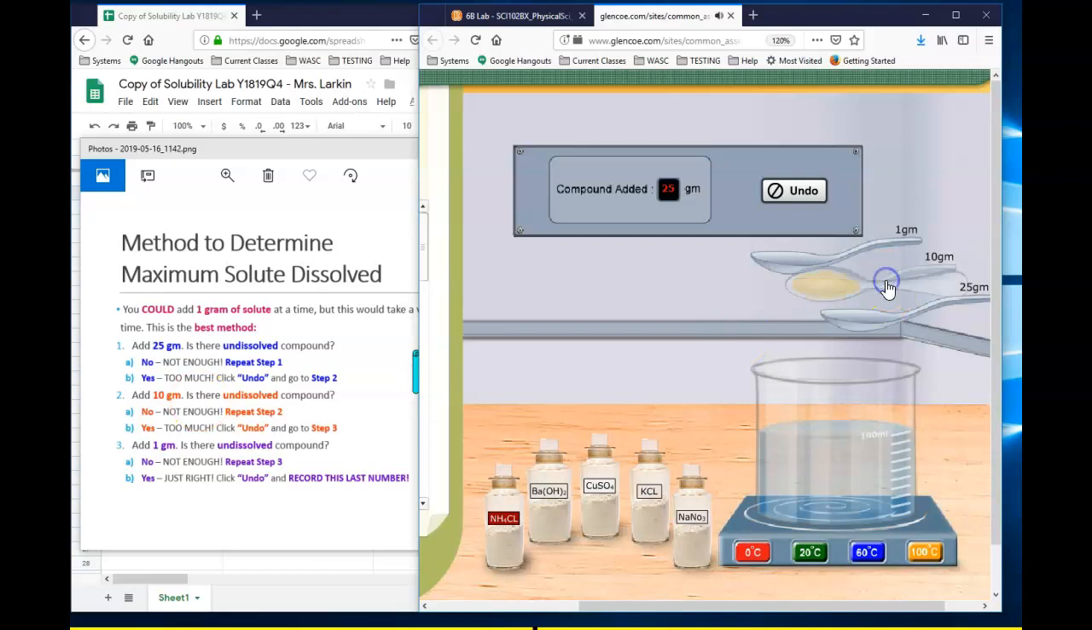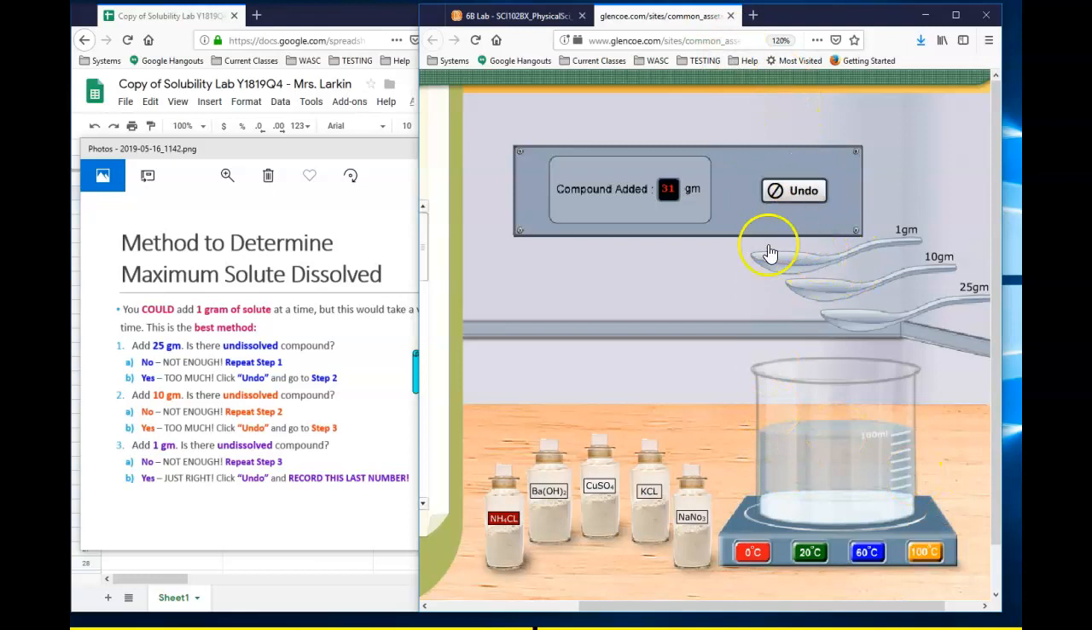All right, so I'm going to add 10 grams. Okay, again, that 10 grams is too much. So what should I click? That 10 grams was too much, so what should I click? Yes, I'm going to go ahead and click undo. All right, and now I'm just going to go to the next smallest spoonful, which is the single gram. So 1 gram, add another one until it stops dissolving. Okay, so at this point, I've added, again, too much, so I'm going to click undo.